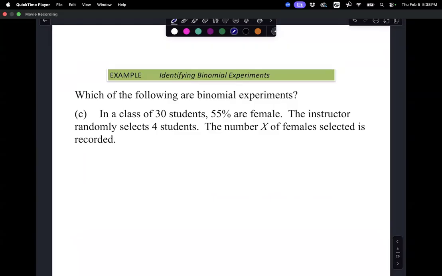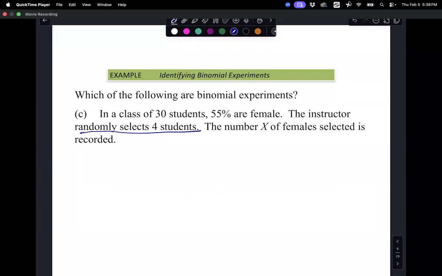So first, let's talk fixed number of trials. Yes, randomly selects 4 students. There are my trials. Then, are there 2 possible outcomes, success and failure? Yes, success is choosing a female. Failure would be choosing a male or non-binary or anything that is not female.